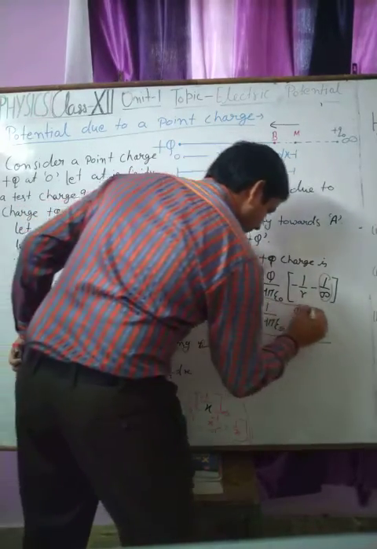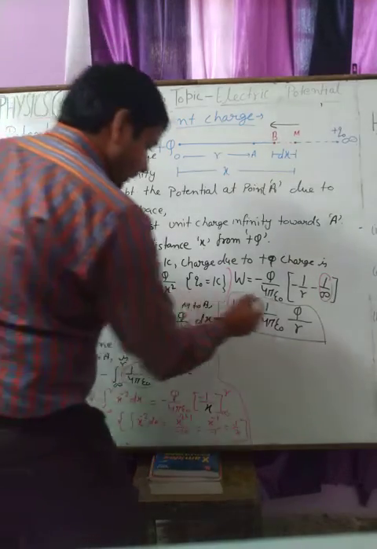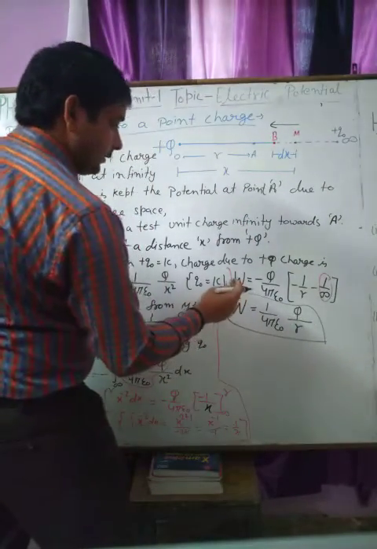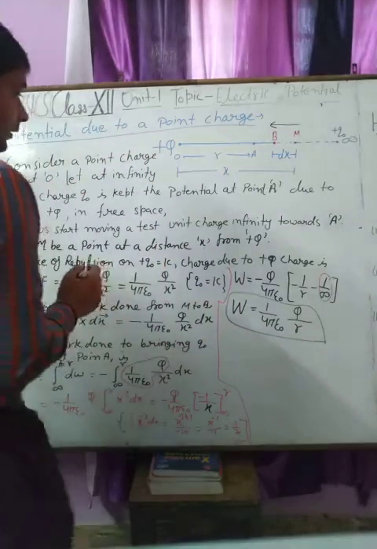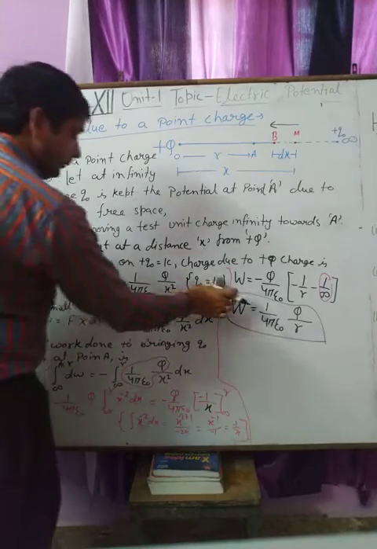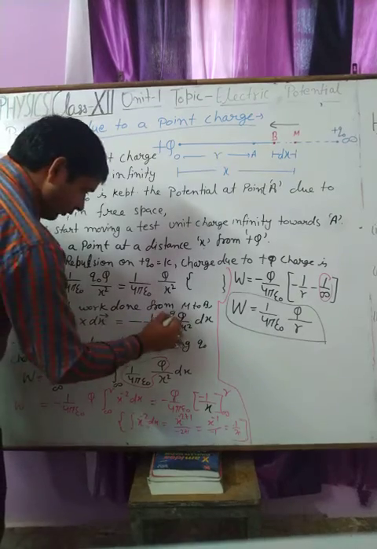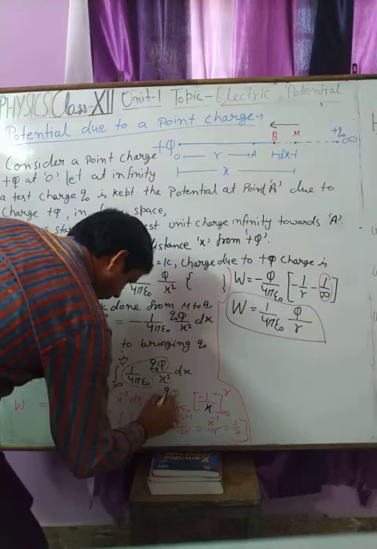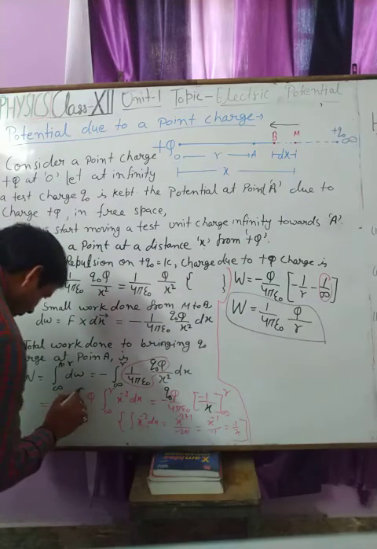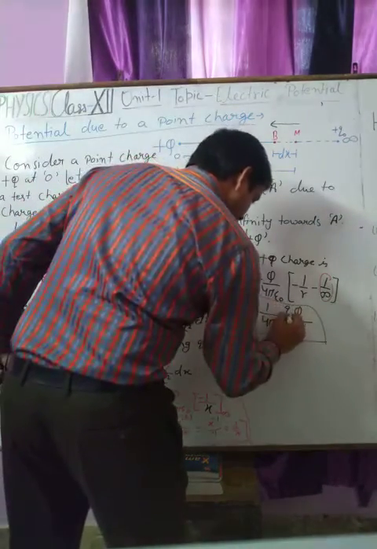This is work done, and we are not taking here, it is 1, so we have q naught here also, q naught, here we have q naught, here also q naught. Now this is work done.